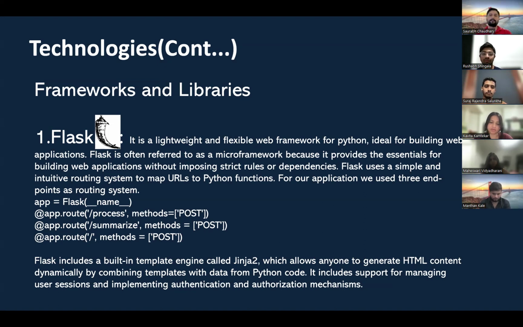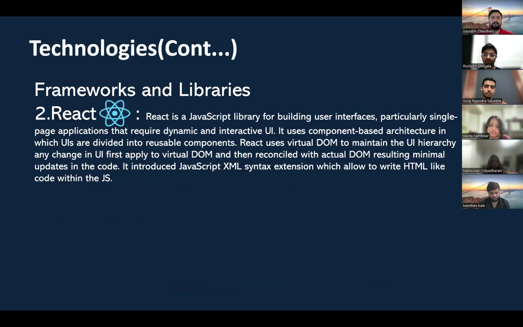For Flask, we created three endpoints especially. One is for the summary part, one is for the process part, and one is for simple routing. Flask includes a built-in template engine called Jinja 2, which allows anyone to generate HTML content dynamically by combining templates with data from Python code.